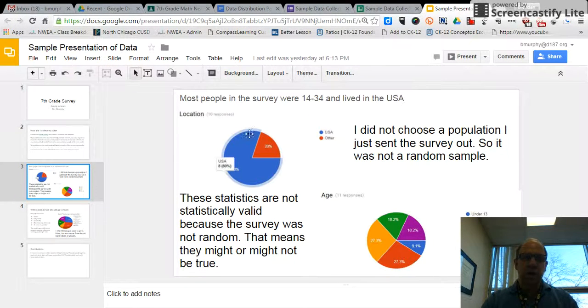Second one, most people in the survey. So I'm looking at the answers. Most people were 14 to 34. So those were even. And I could even say 14 to 55, but these were even, so I didn't pick one or the other. And most people lived in the United States. All right. I did not choose a population. I just sent the survey out. So it was not a random sample. The statistics are not valid because the survey was not random. That means they might or might not be true.